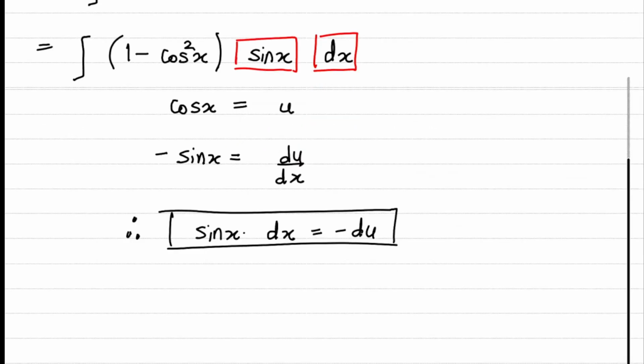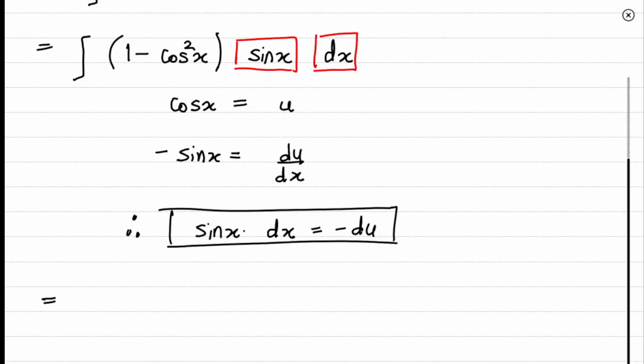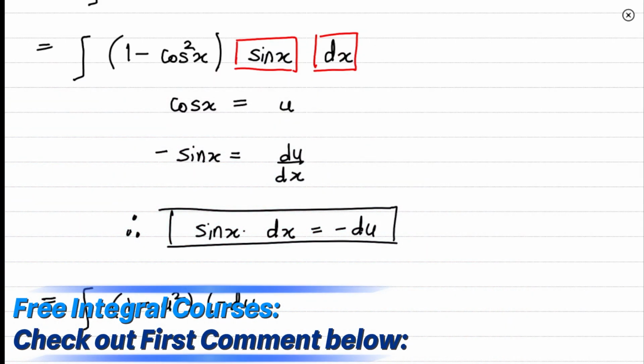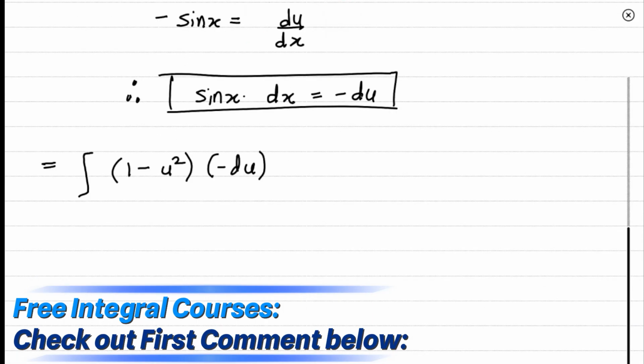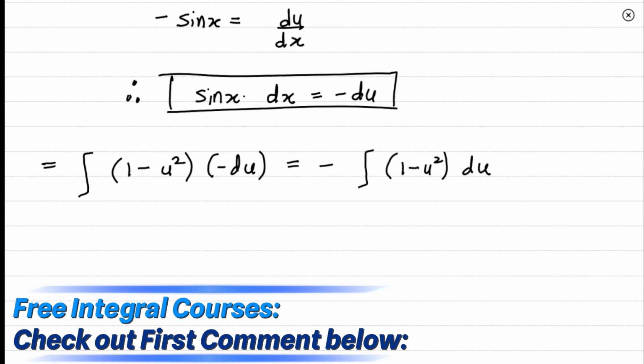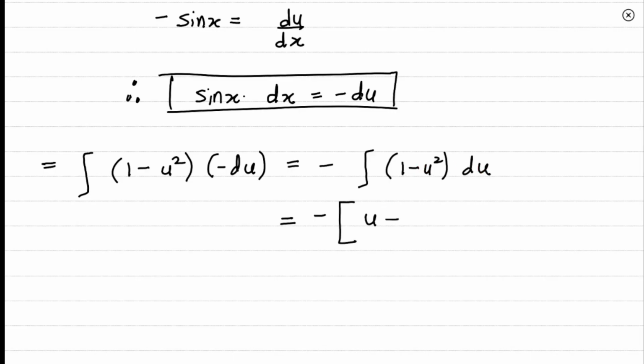So you are able to convert the entire integral into the u world. You have the integral of 1 minus u square, and that sin x times dx again is minus du. Since that minus is a constant, we can take it out of the integral. So we have negative integral of 1 minus u square du. Now we can easily integrate this. The integral of 1 with respect to u is u. The integral of u square with respect to u is u cube divided by 3, using the power rule of integration. Let's close the bracket and add the constant of integration.